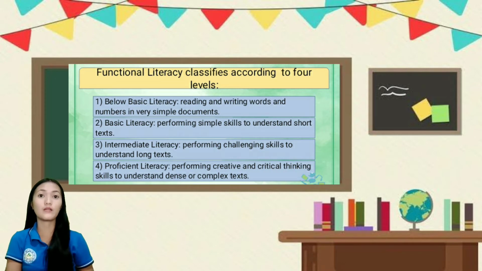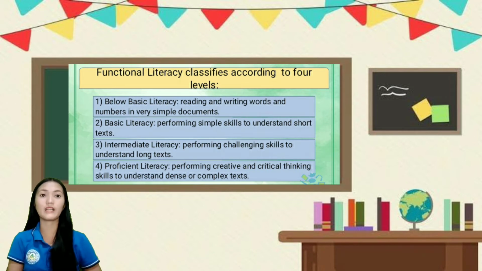For example, reading a pamphlet, using a TV guide, and comparing ticket prices. The third one is the intermediate literacy, meaning performing challenging skills to understand long text. Examples, looking up information in a reference book, summarizing a long article, placing an order, and calculating the cost.